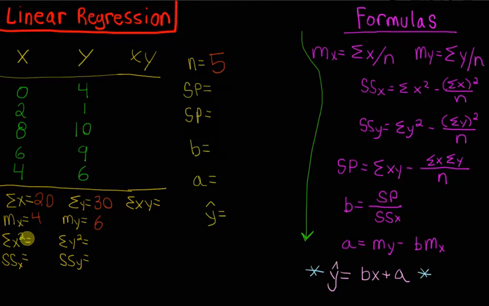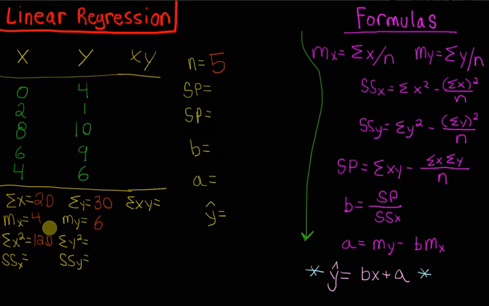Moving down, here we have sum of x squared. So all we're going to do is we're going to square each of these values and then add up that total. And you can do this all on your calculator in one shot. So, for example, here we're going to do 4 plus 64 plus 36 plus 16. It's going to give us a grand total of 120.